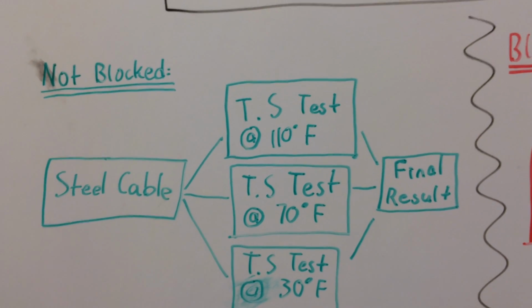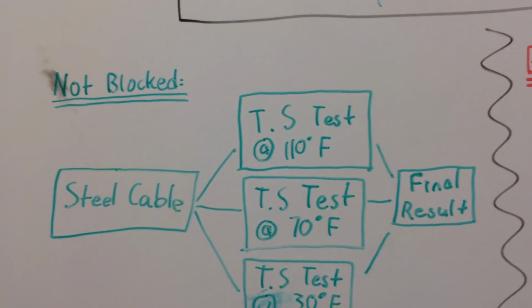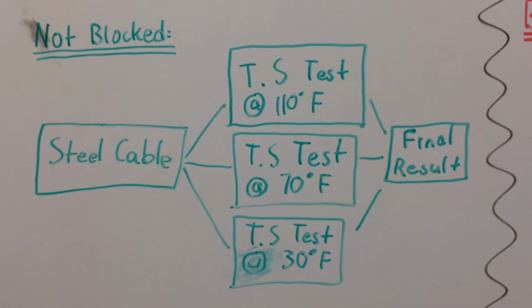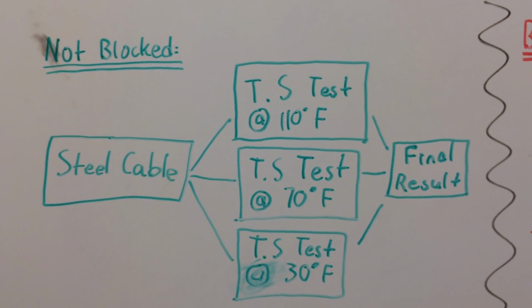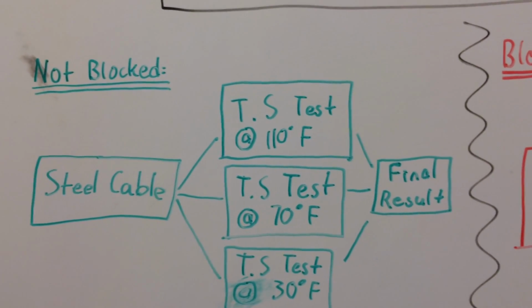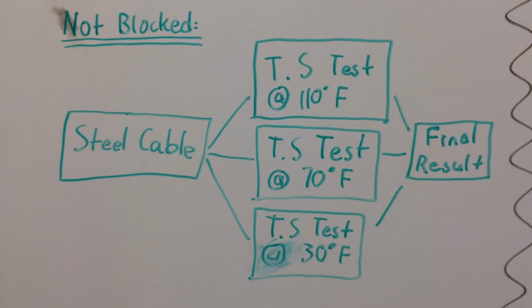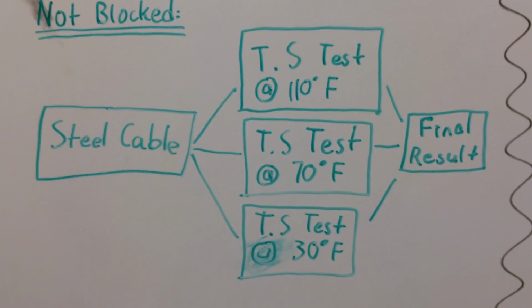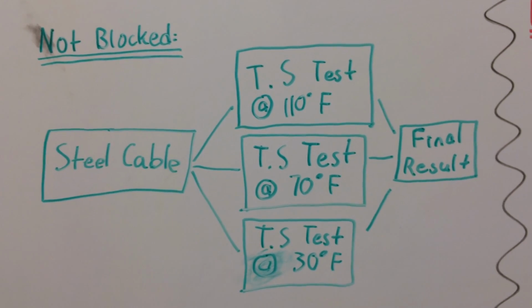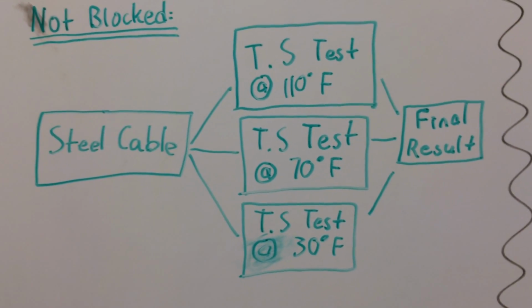Since we know that we live in Florida, we have a bunch of different temperatures. Let's imagine that we have 30-degree weather, 70-degree weather, and 110-degree weather. So since we know that the tensile strength of the steel cable that we're using is going to fluctuate depending on what the temperature is, we're going to have to run 3 separate tests.